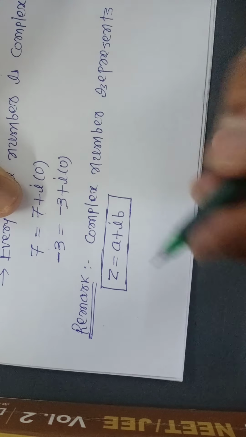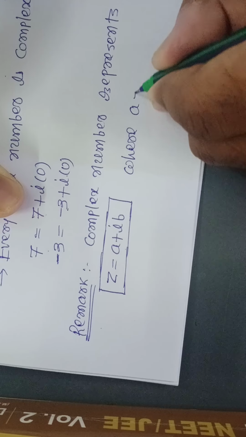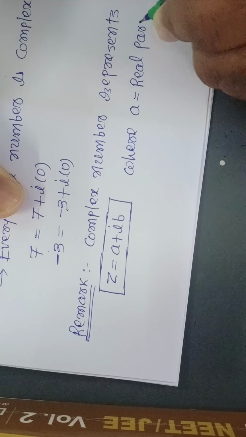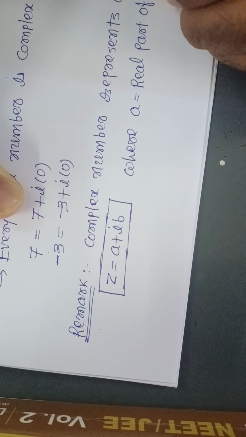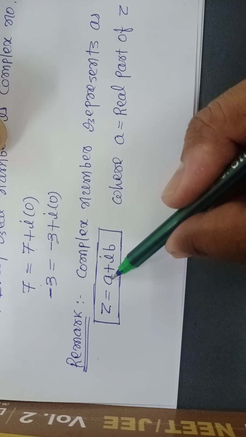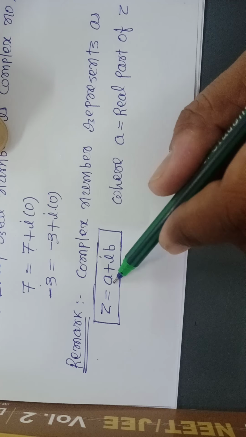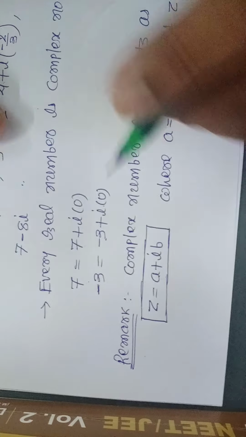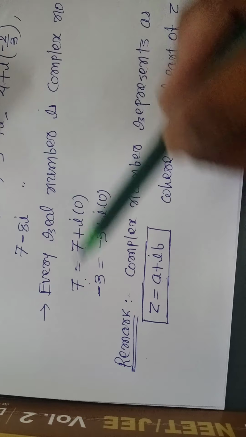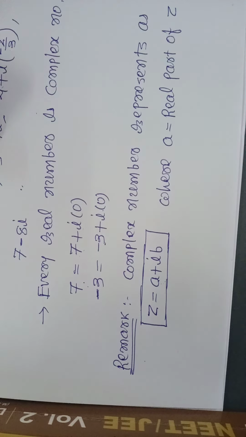Where this a is the real part of z, right? Why is it the real part of z? Because this first number is not multiplying with any imaginary number i. See here, this 7 can be written as 7 plus iota into 0. So that's why this 7 is the real part. This minus 3 is a real part.